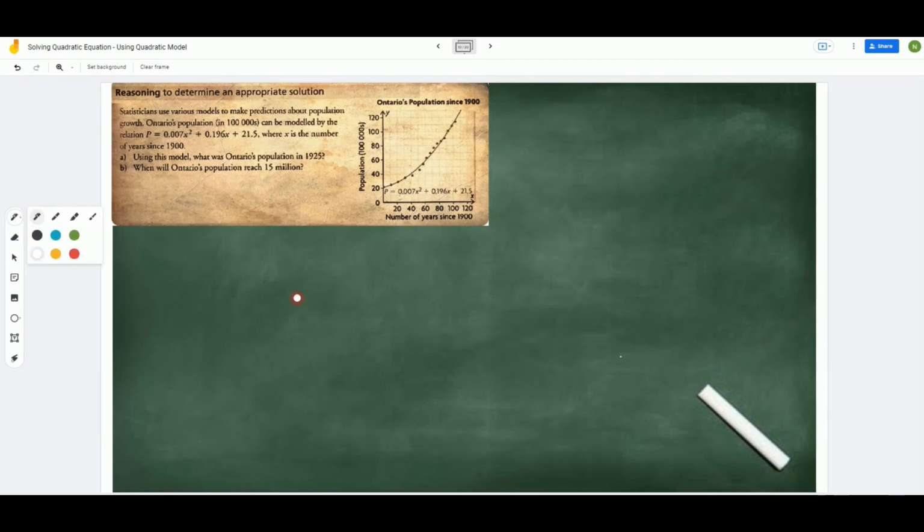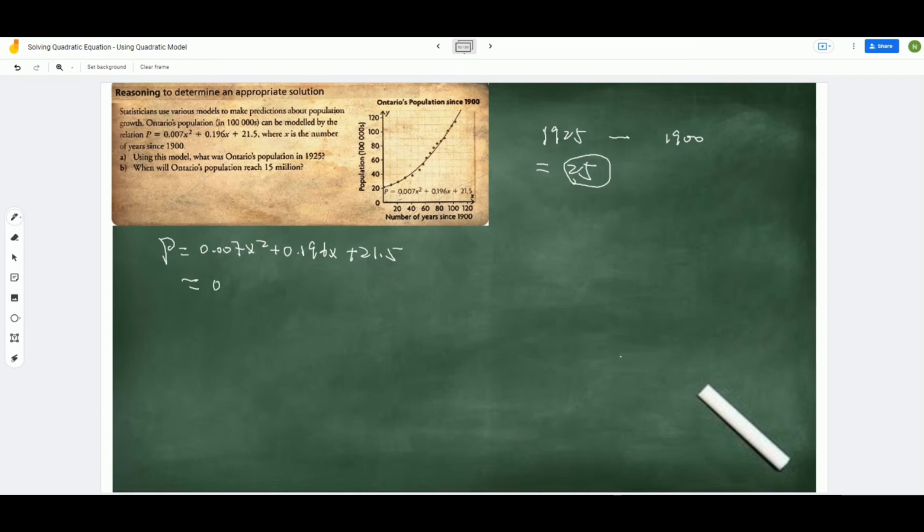First, solve A: using the model, what was Ontario's population in 1925? The year is 1925 and we start at 1900, so 1925 minus 1900 equals 25 years. So x equals 25. Let's copy the relation: P equals 0.007 x squared plus 0.196x plus 21.5. We substitute 25 into the relation: 0.007 times 25 squared plus 0.196 times 25 plus 21.5.